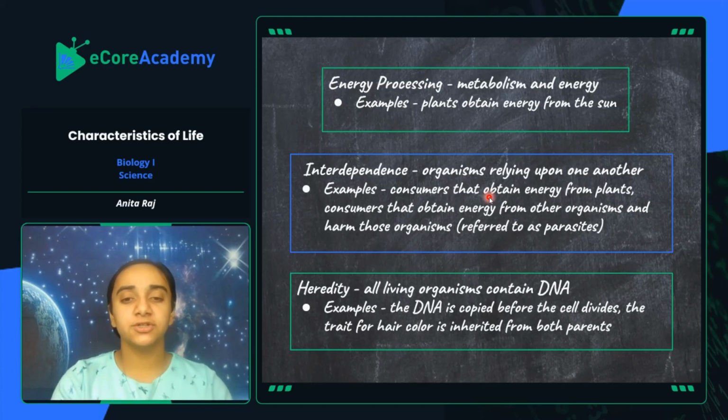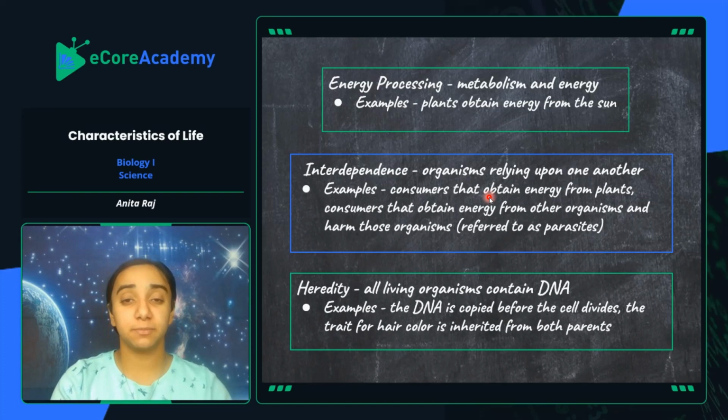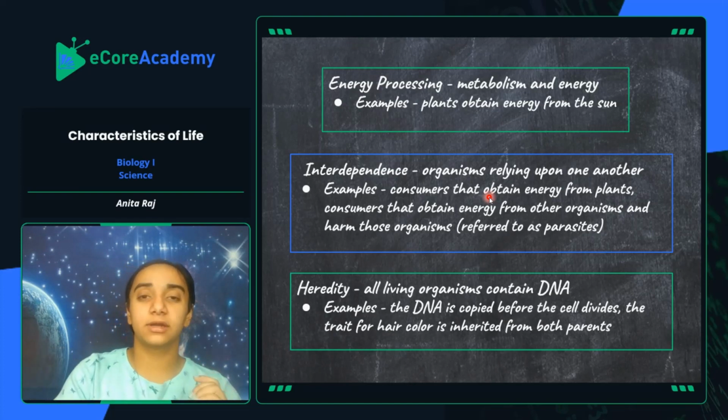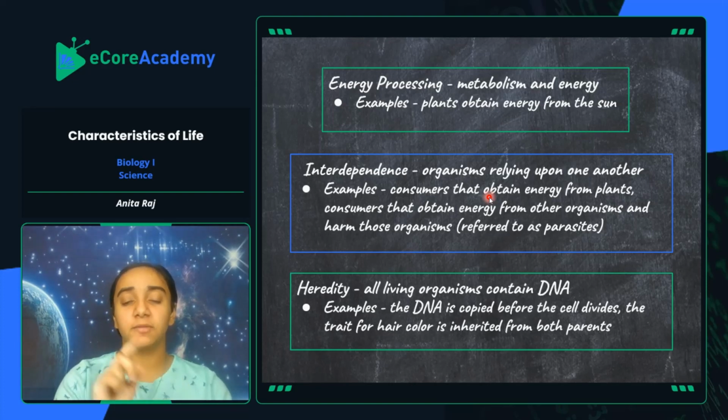And additionally, you see consumers that obtain energy from other organisms and harm those organisms, referred to as parasites. So you probably know about things like tapeworm. Those things will live in the bodies of other organisms, and they will just leach off of the nutrients and eventually just kill that organism. So I think that's another good example. So we have commensalism, mutualism, parasitism, and those are all the three main forms of interdependence.